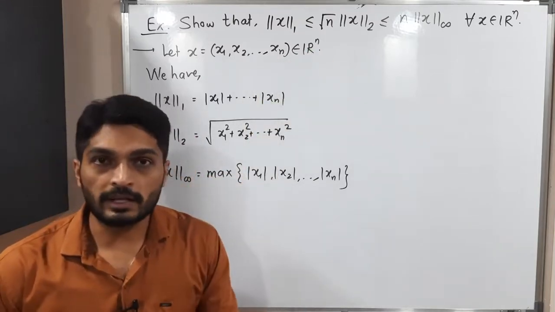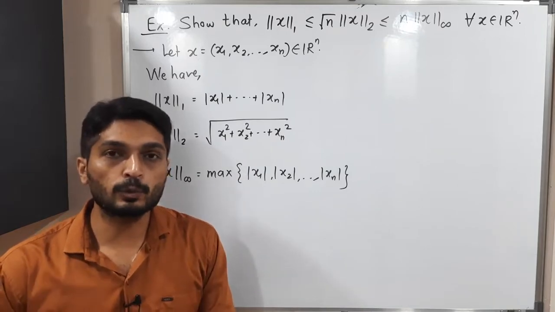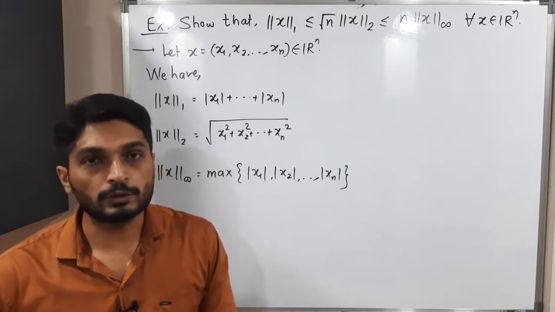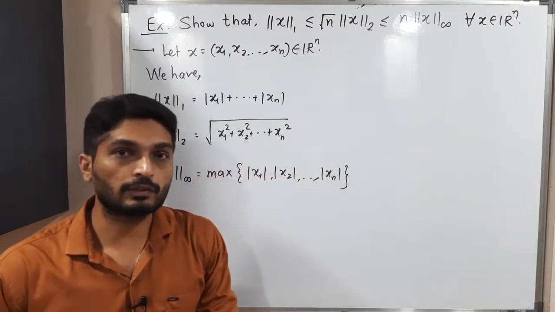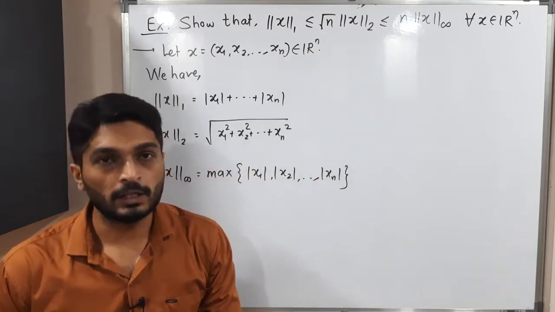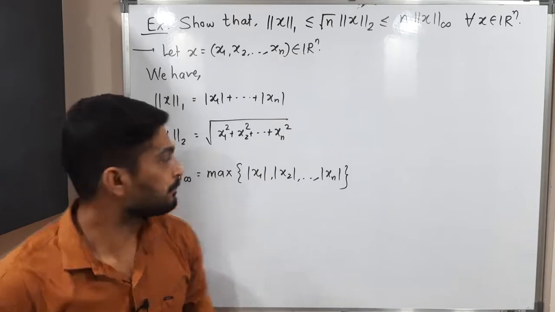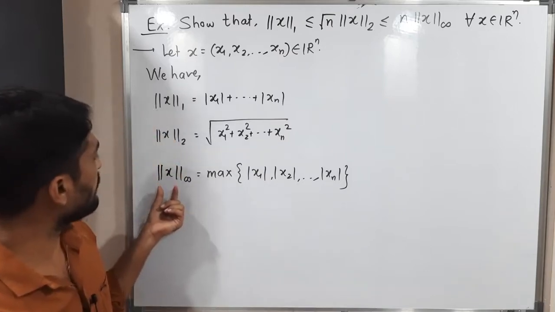Two inequalities are there. It is not possible to prove them simultaneously. What will we do? First of all, we will focus on the second inequality. We will prove it, and after that we will prove the first inequality. Okay, so let us start to work on it. Let us focus on norm x infinity.